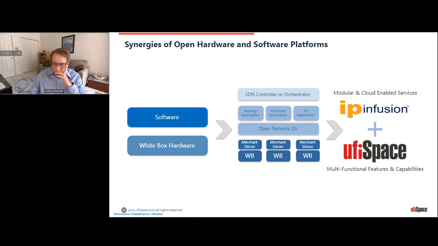In the middle, what we are showing is the model with the merchant silicon as the foundation, and then the open network software, such as our partner IP Infusion, ported on top. Nowadays with the SDN approach, a lot of these network operating system architectures are what we call a modular design, and you plug different modules on top of it. In this case, we are showing the routing modules or the provider edge module.